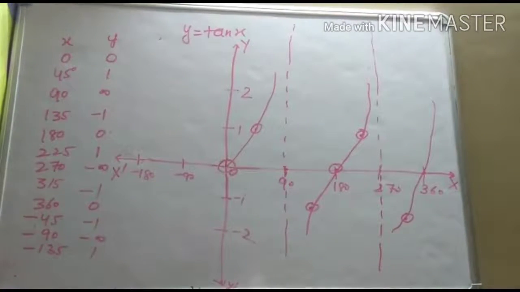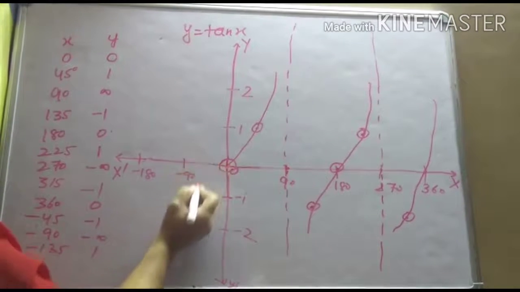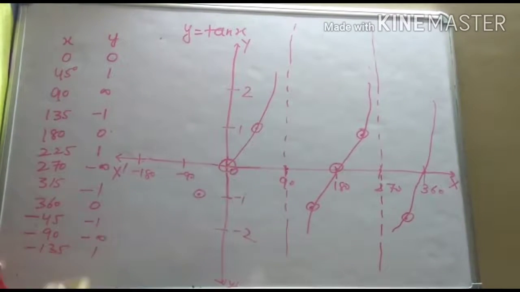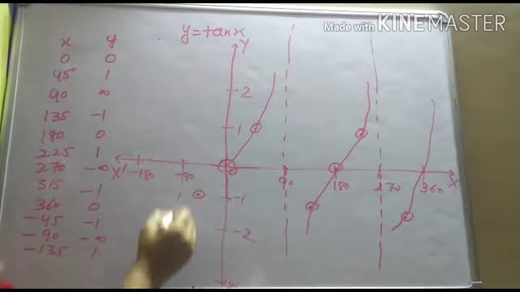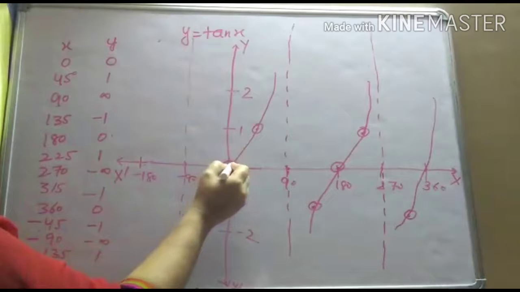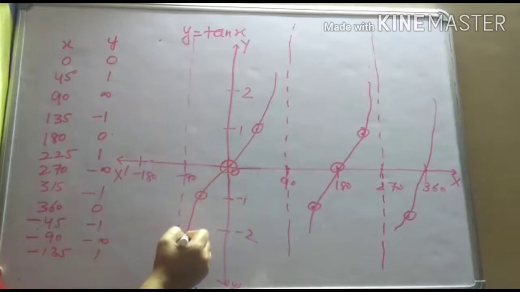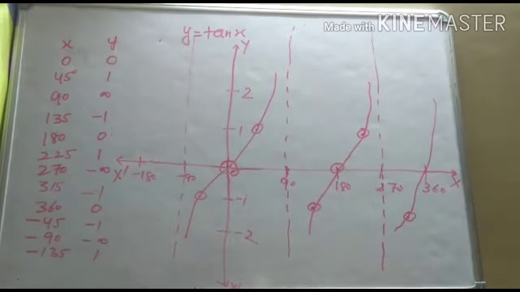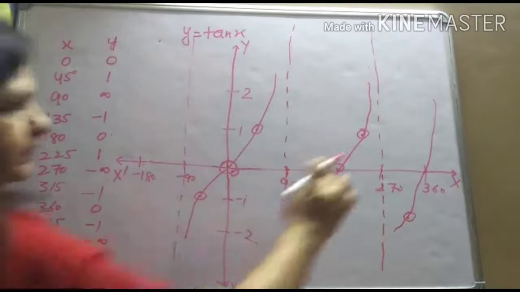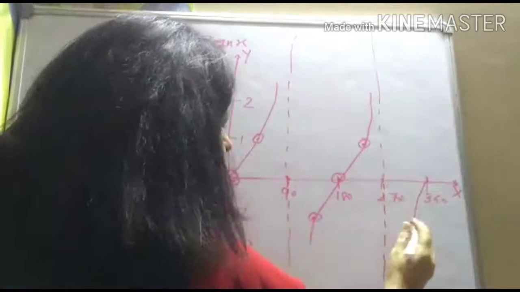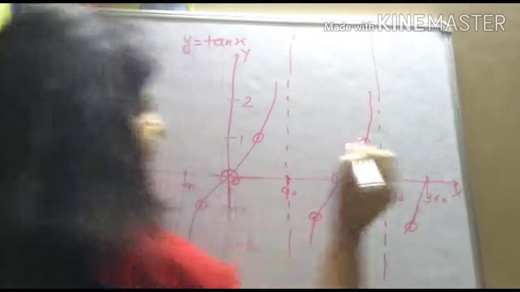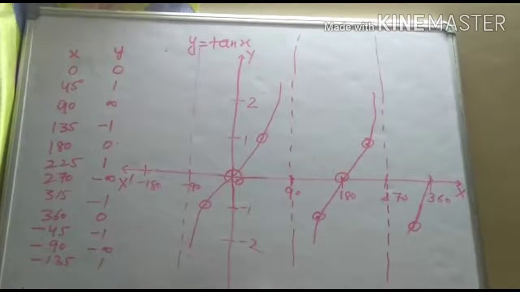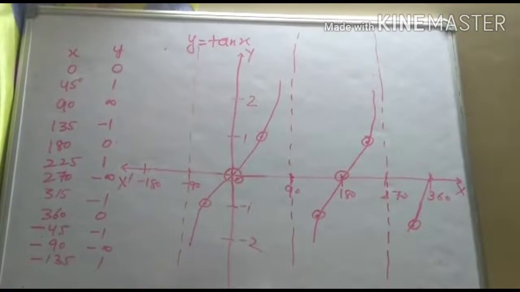Now here minus 45 is minus 1. Then minus 90 is again minus infinity. So we can plot a dotted line and we can continue like this. So in this way we can draw the graph. If we don't have any point, then we can leave it. So in this way, we can draw the graph of tangent x.